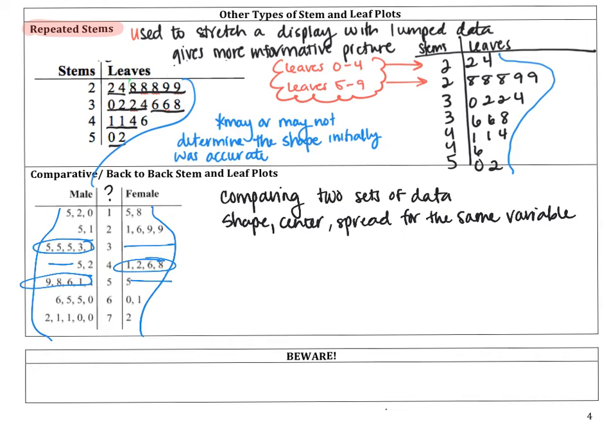Also, with a back-to-back stem and leaf plot, you can have repeated stems here too if you would like, if it works out for what you're doing. So we have one set of data, the female data, another set of data, the male data, and we are just mashing the 2 plots together so that we can compare easily.